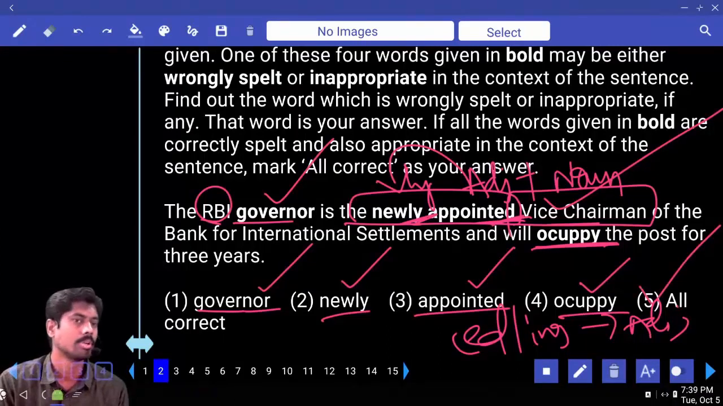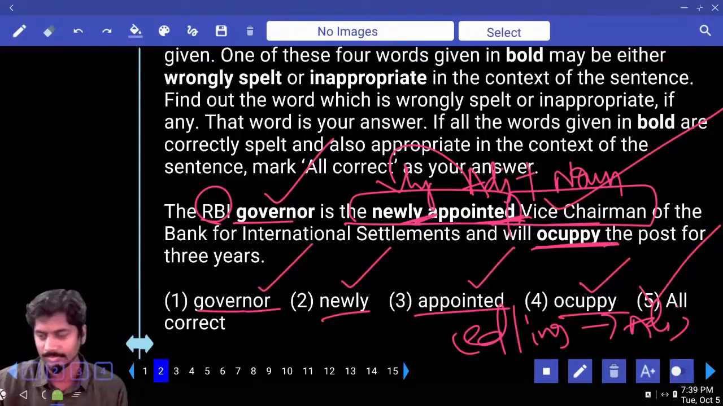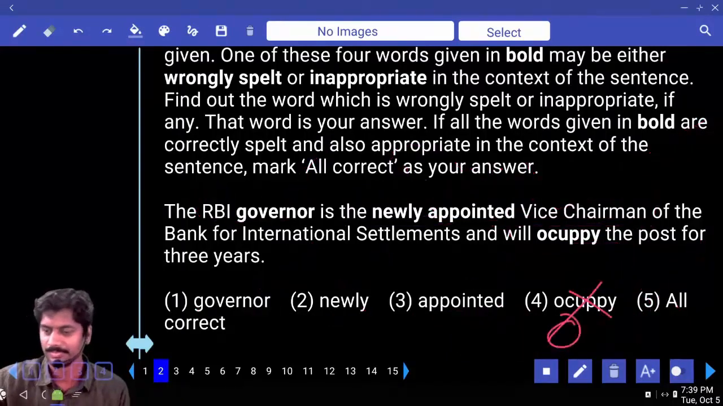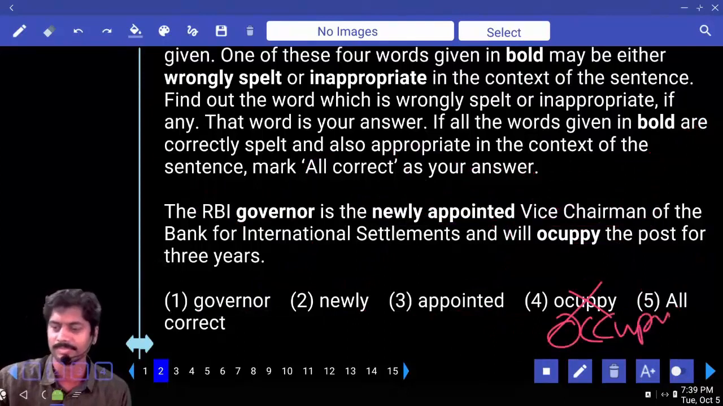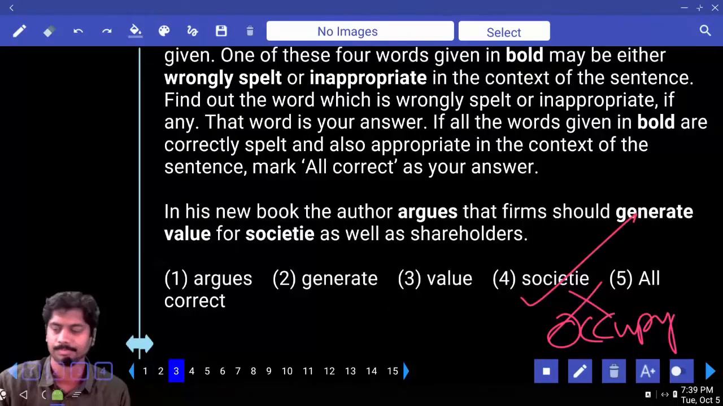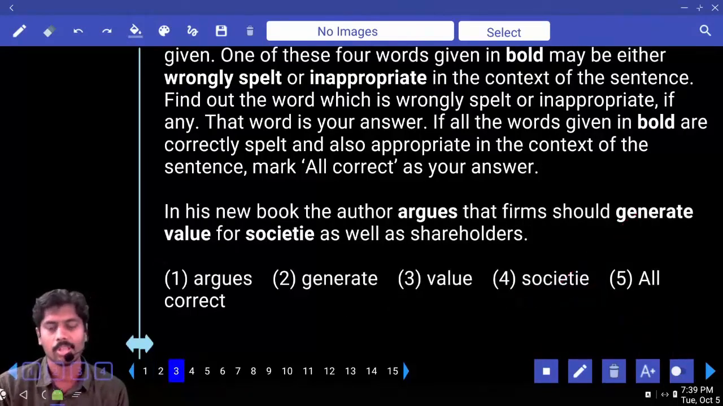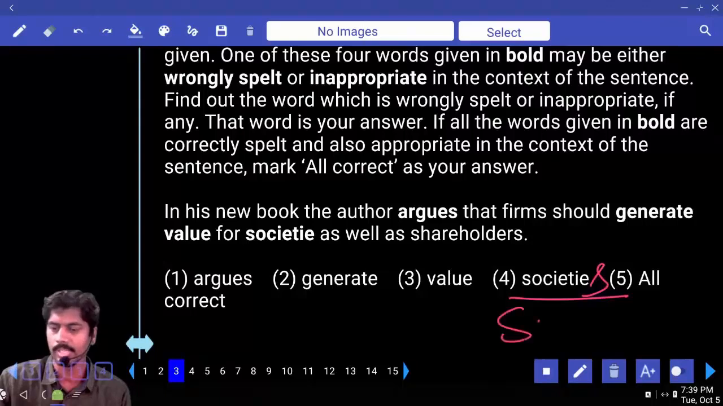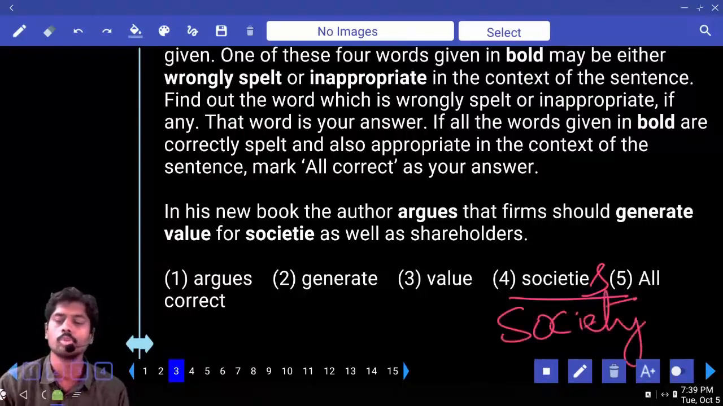This is correct spelling. This one? OCCUPY. Argues, generate, values, society. Society spelling is wrong. Societies is the plural and singular is this. What should come there?